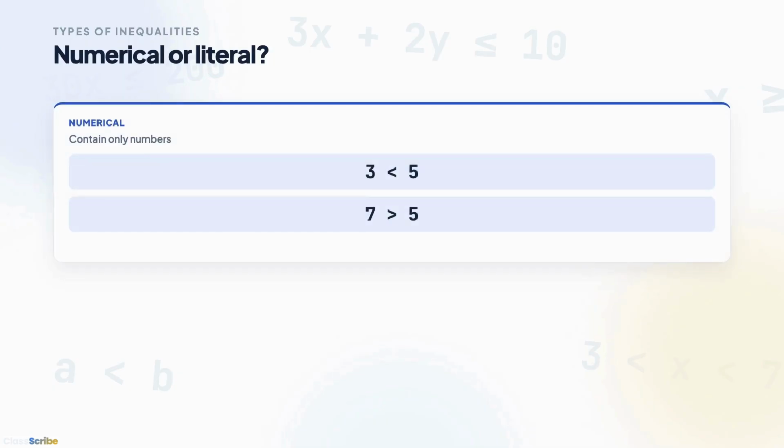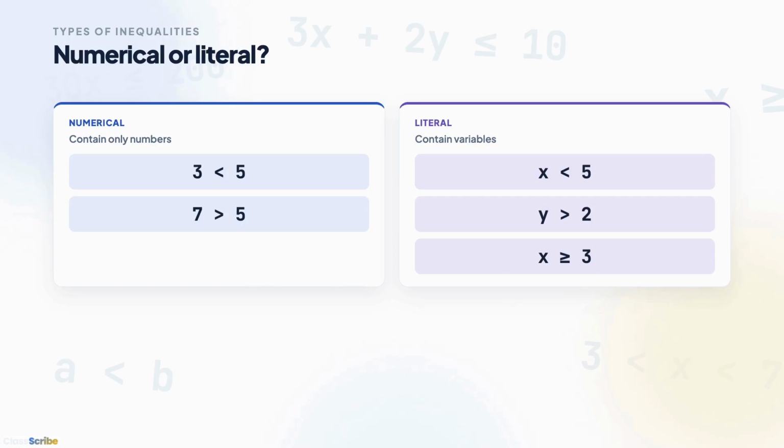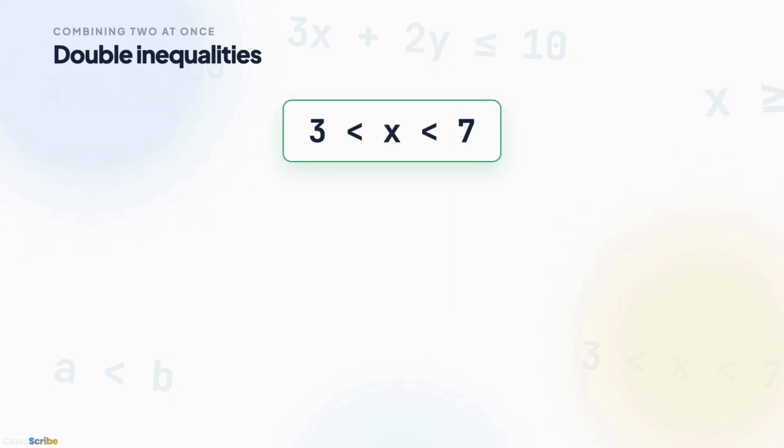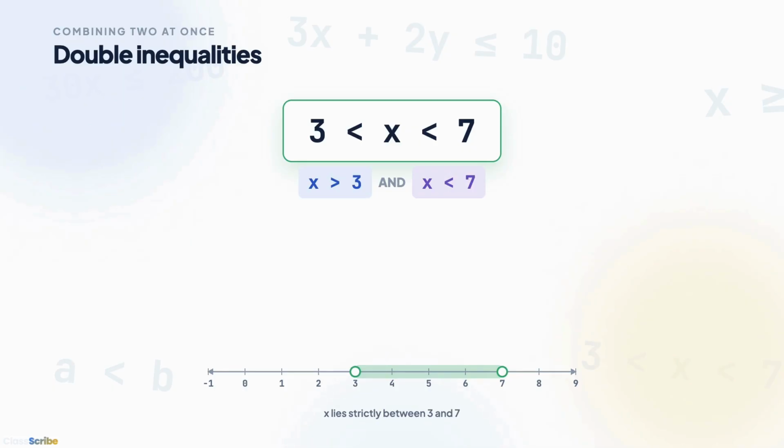There are different types of inequalities. For example, 3 is less than 5 and 7 is greater than 5 are called numerical inequalities because they contain only numbers. Expressions like x is less than 5, y is greater than 2, or x is greater than or equal to 3 are called literal inequalities because they contain variables. Sometimes we combine two inequalities together. For example, 3 is less than x is less than 7. This simply means x is greater than 3 and at the same time less than 7. Such expressions are called double inequalities.